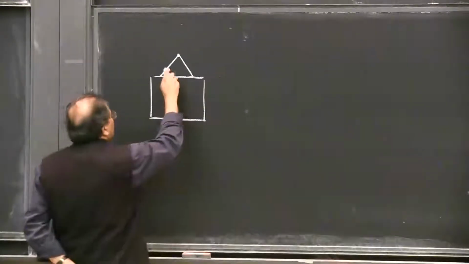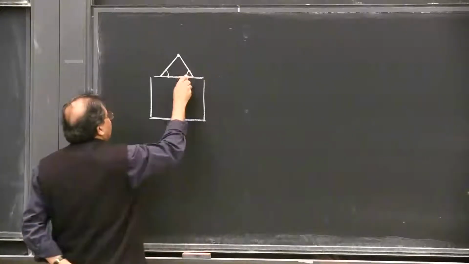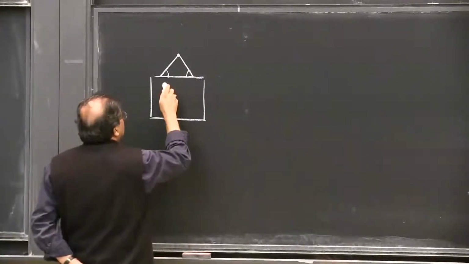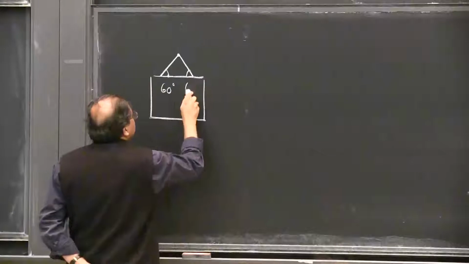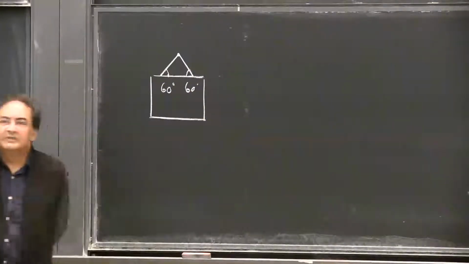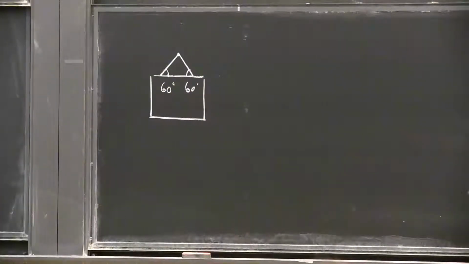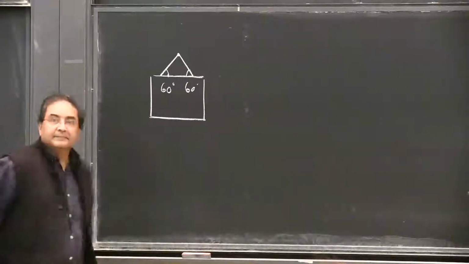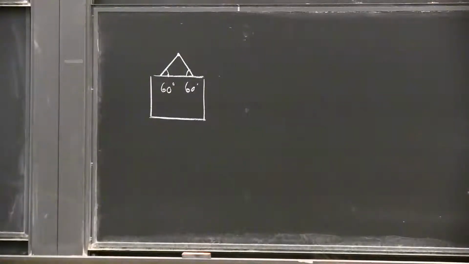And let us say you know what these angles are. Let's say, for argument's sake, they are 60 degrees each. So this is an equilateral triangle. 60, 60, 60. All three must add up to 180. Okay? So far so good? Any objection? I can hang a painting.